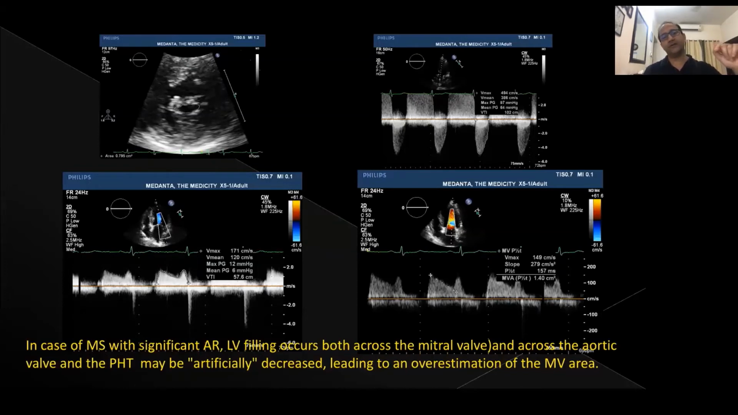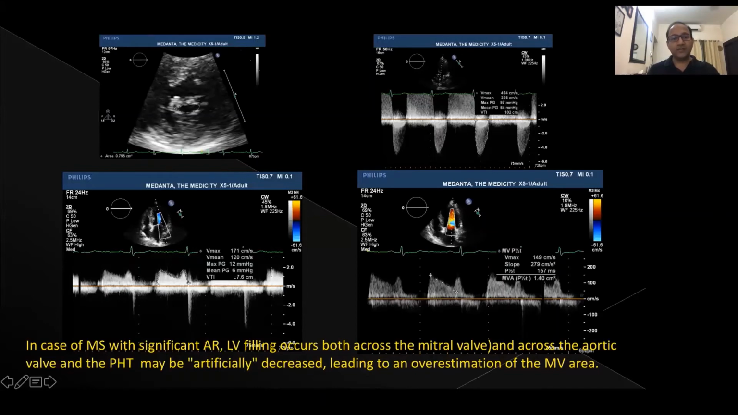So 220 divided by pressure half time is mitral valve area. So if your pressure half time goes down, the mitral valve area will be more. So for example, in this case, you can see that there is a significant aortic stenosis and aortic regurgitation.